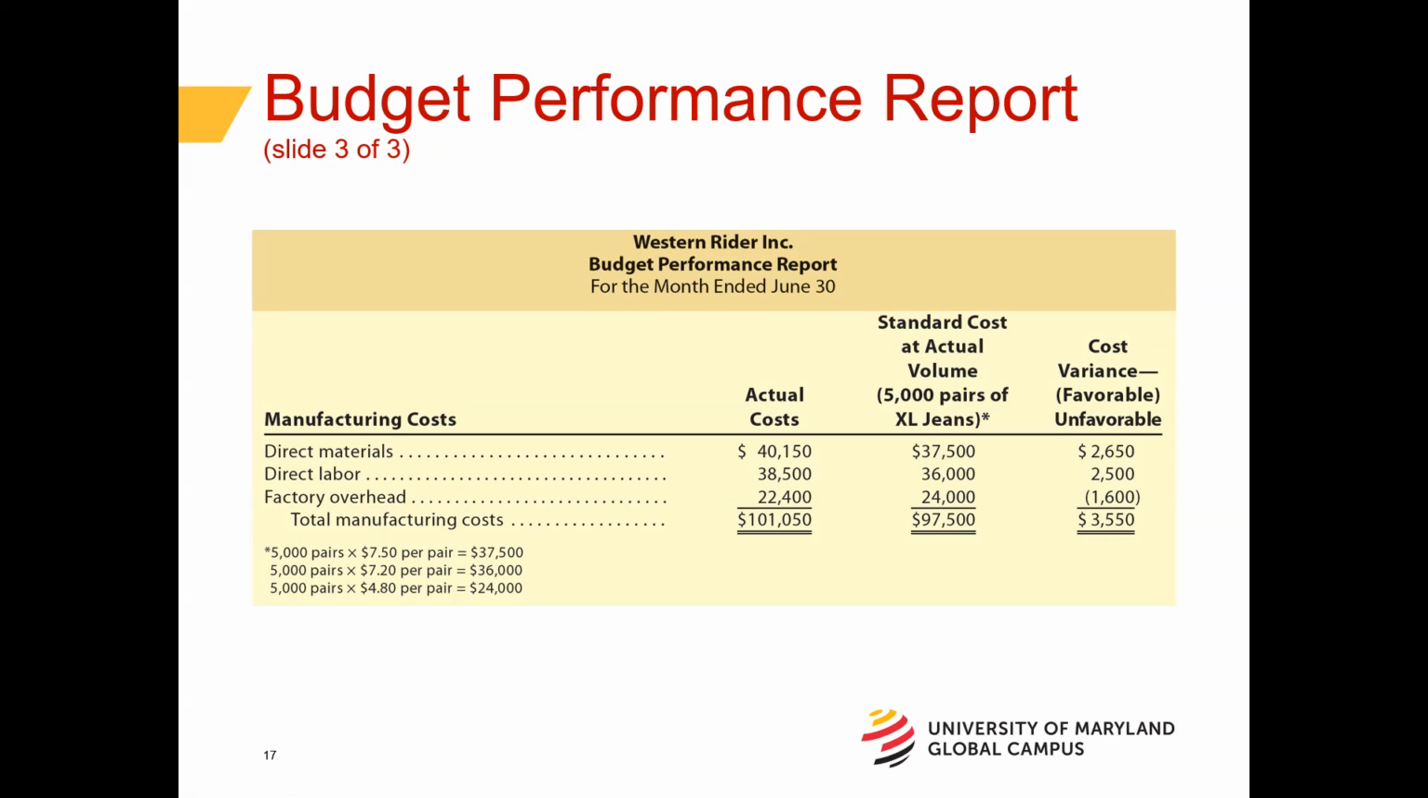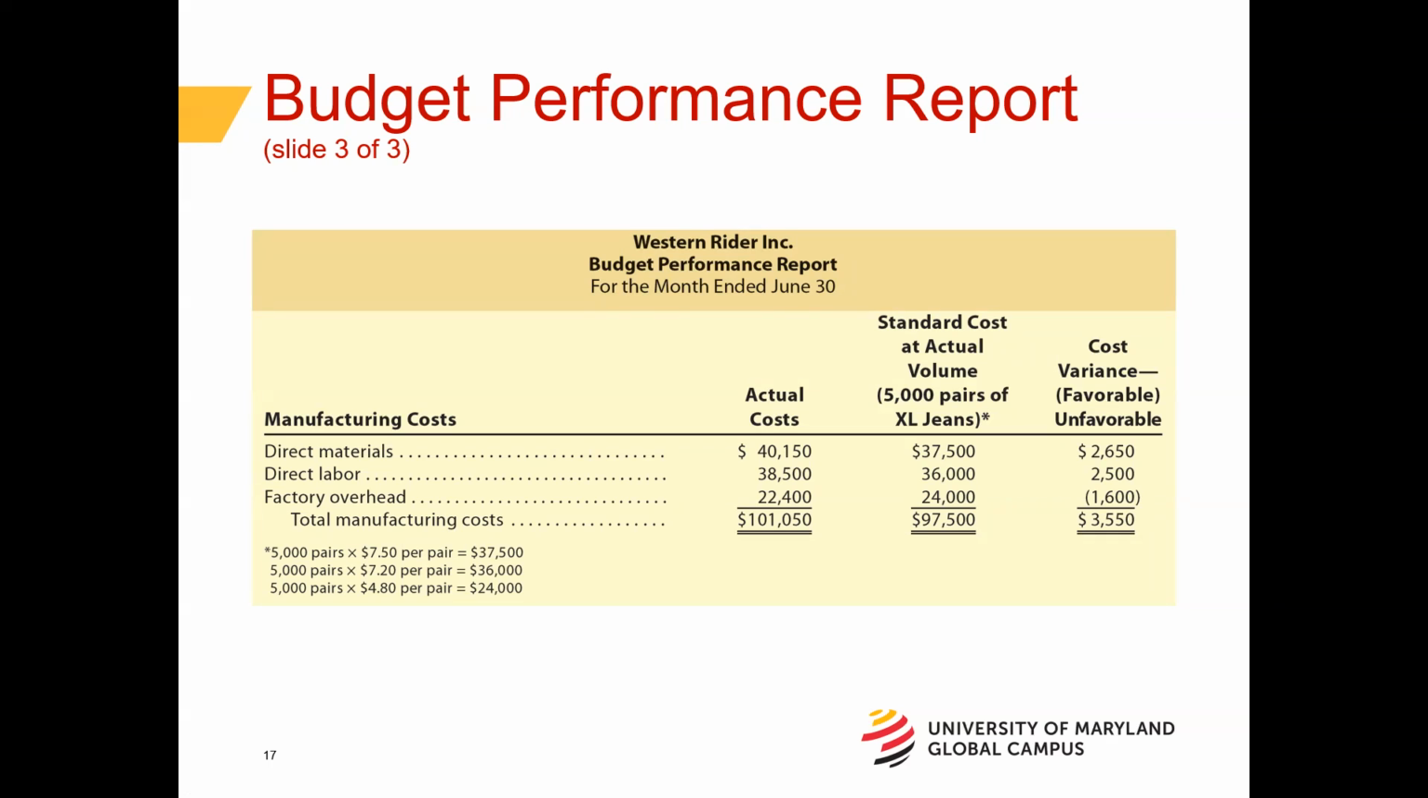And of course, we can break this information down by looking at the variance. Okay, the variance. Remember that the variance here looks at the difference between the actual and standard. Actual is what it actually came in at for that month, for this month of June. The standard was the budgeted amount.